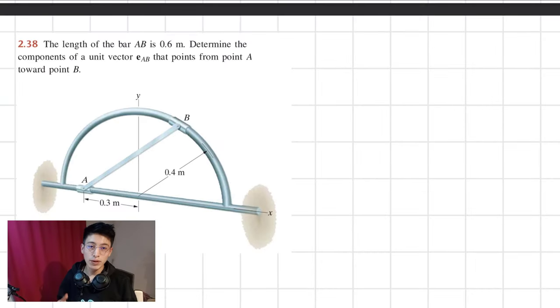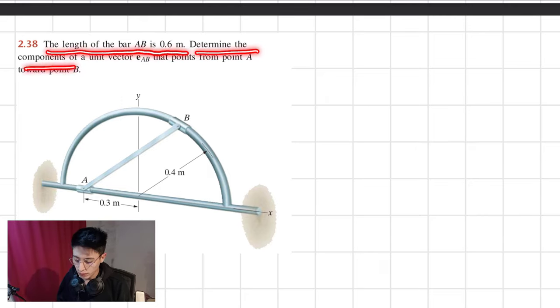Okay, we will solve the following exercise. Exercise number 2.38. The length of the bar AB is 0.6 meters. Determine the components of a unit vector e_AB that points from point A toward point B.